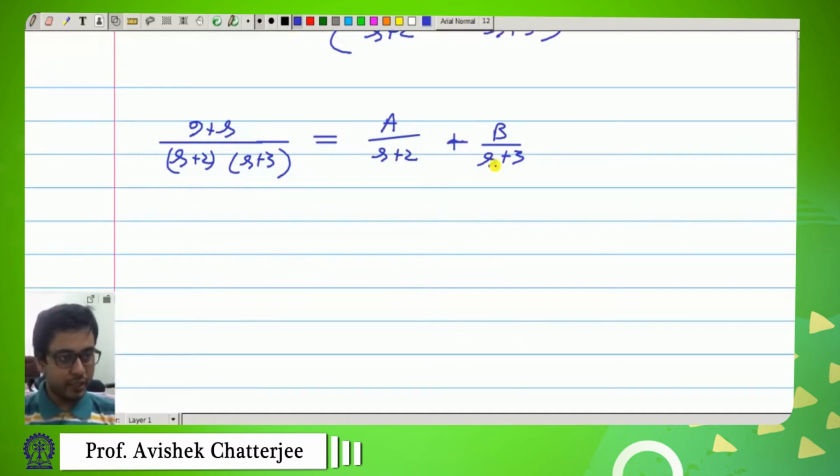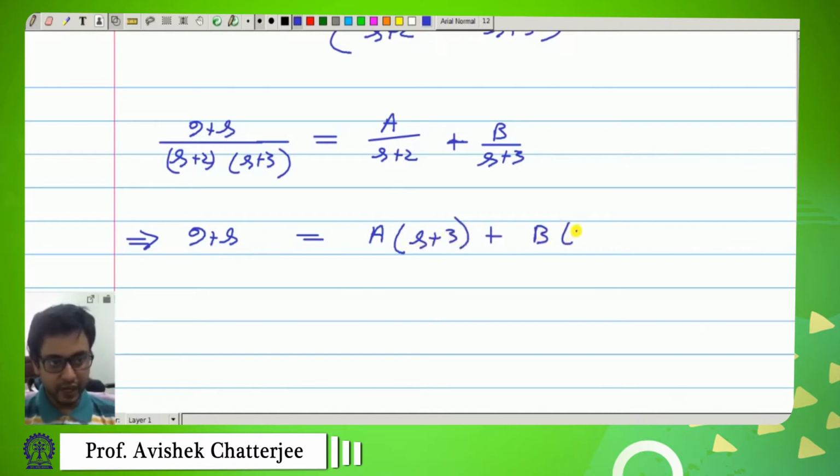Now let me multiply both sides with this denominator. So here I will have 9 plus s. The right side will become a multiplied with s plus 3 plus b multiplied with s plus 2. I am multiplying this denominator here. Now this should be true for all values of s. Okay, so this should be true for all s. This is an identity.